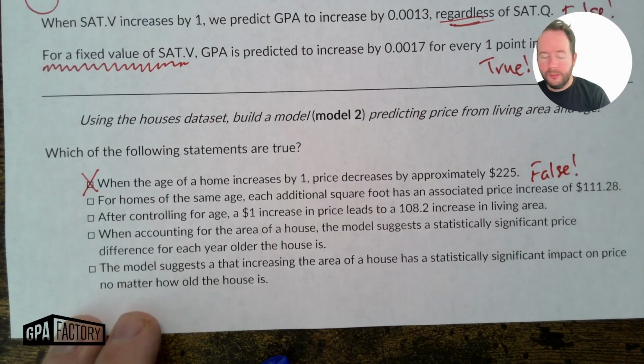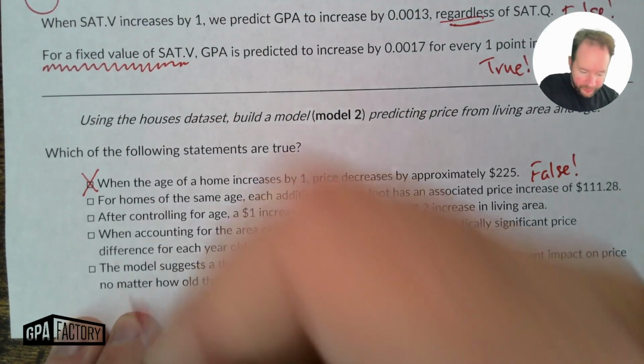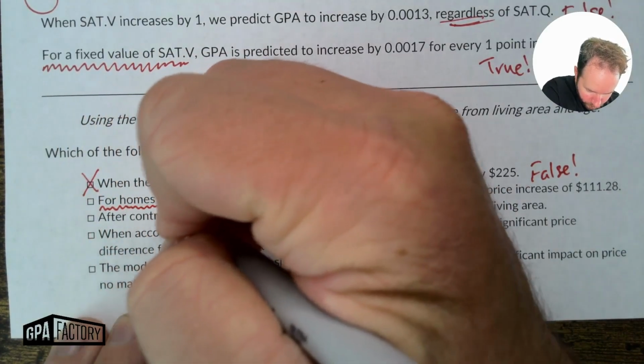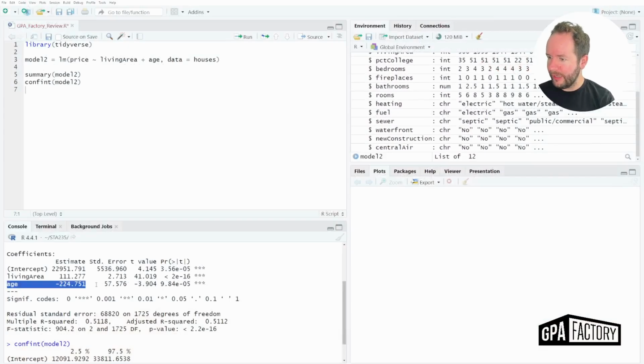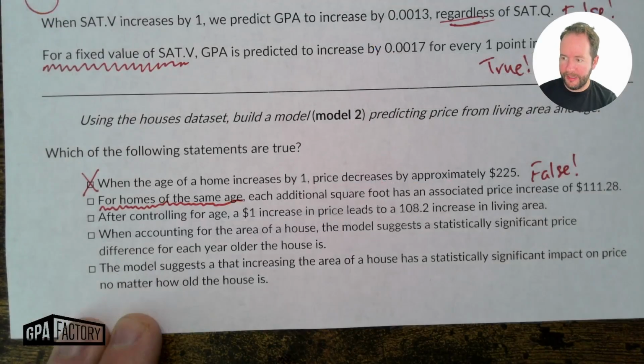Okay. For homes of the same age, there's this phrase that I'm looking for. For homes of the same age, this is a good start. Each additional square foot has an associated price increase of $111.28. Let's go have a look. I see 111.28. Yeah, we're close. Yeah, it actually rounds to that. So I'm pretty happy with that. I think I like my answer, and this is true.